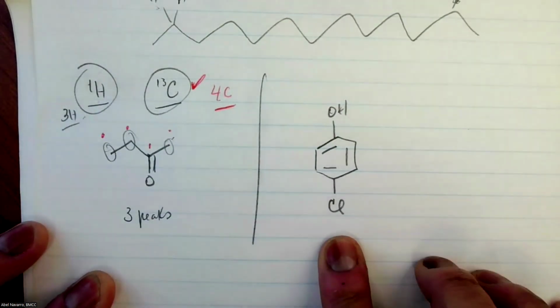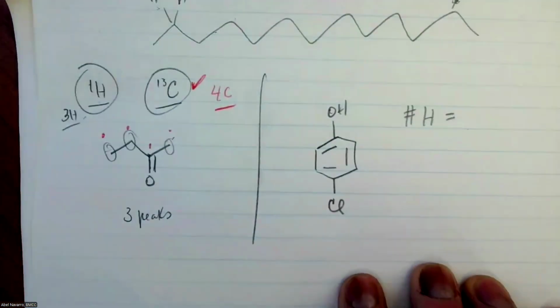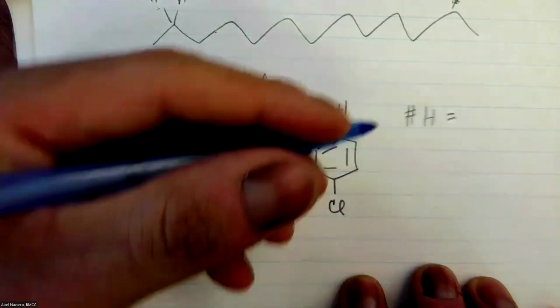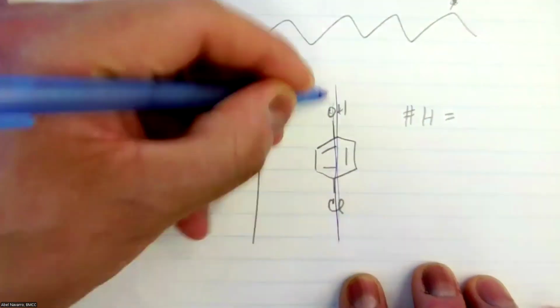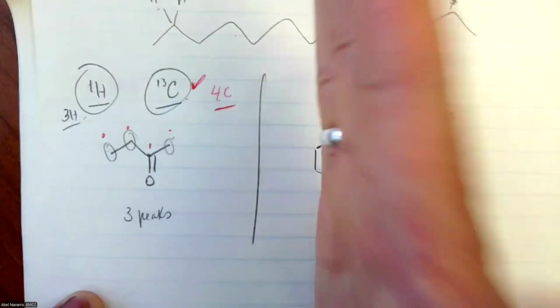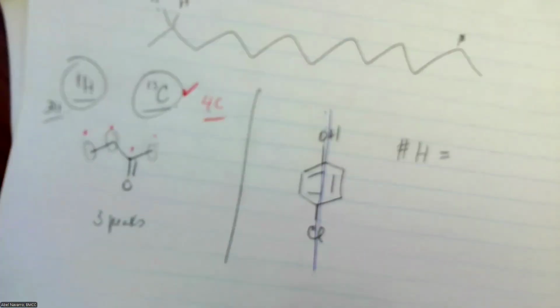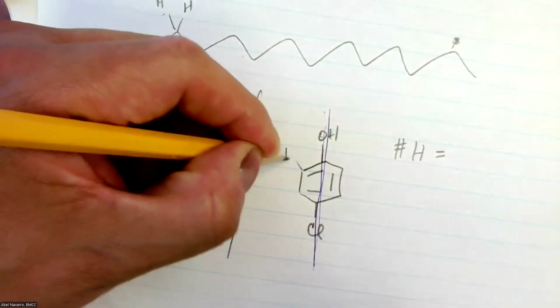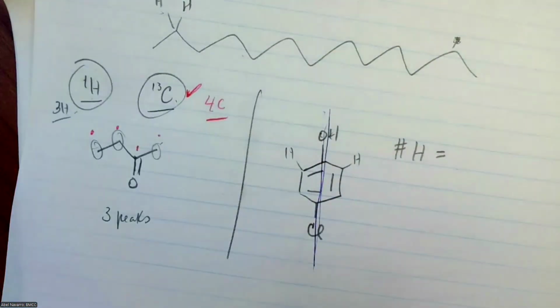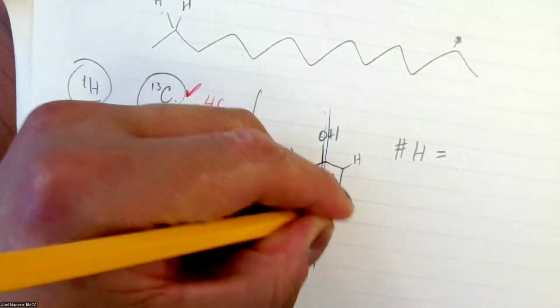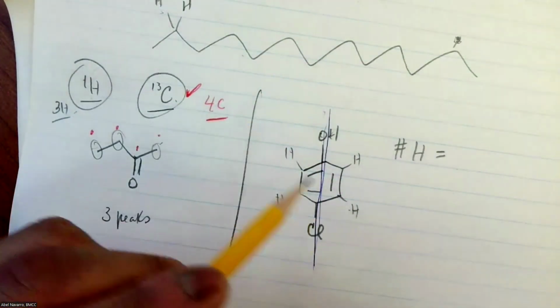How many hydrogens? Hydrogen NMR. Is there a plane of symmetry? Yes, there is a plane of symmetry right here. I can cut the molecule right in the middle. So that means that this H is going to be the same as this H. And this H is going to be the same as this H. Right? This to this, and this to this.